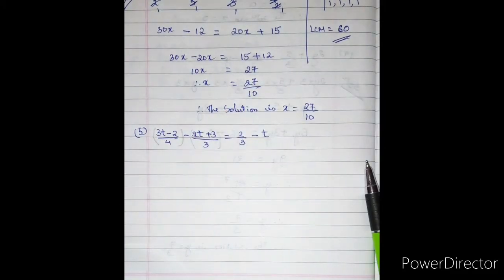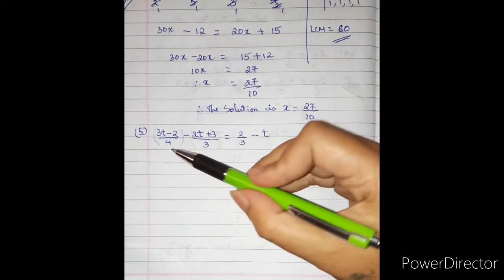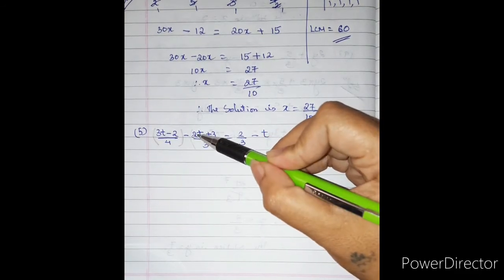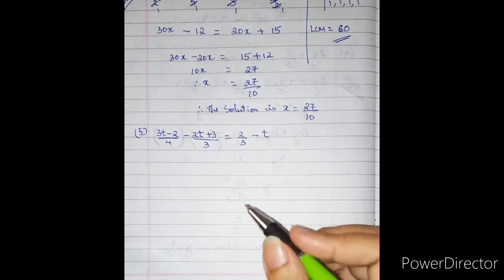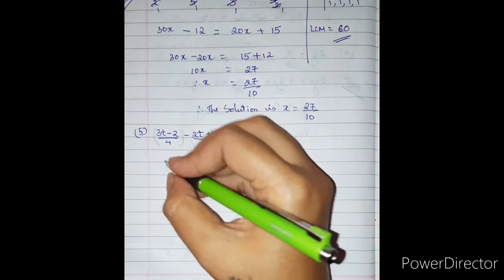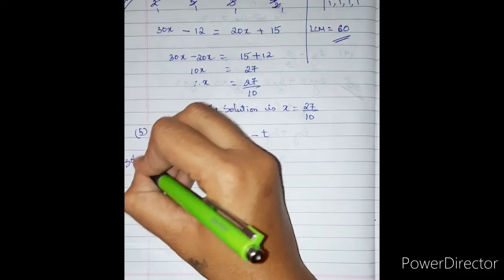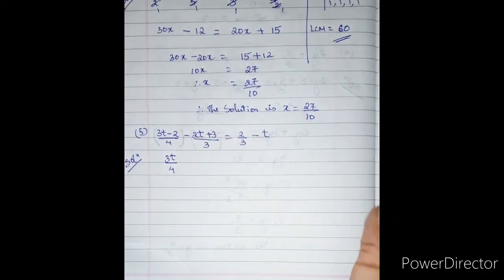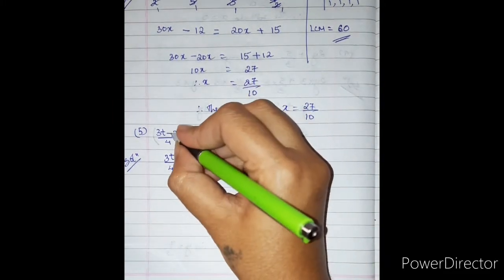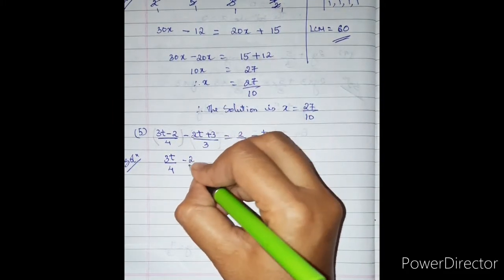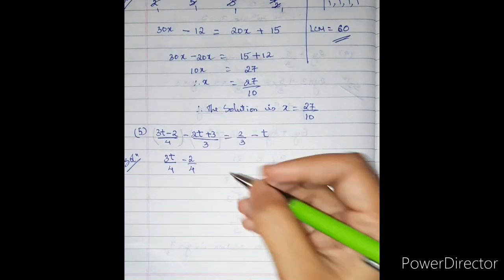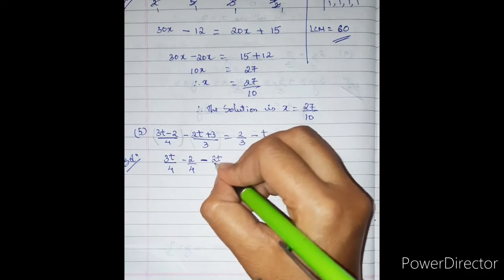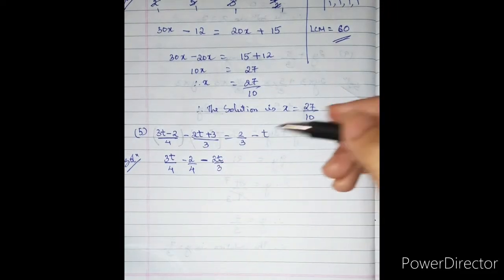What we will do is give this 4 which is common to 3t and also to 2, and this 3 is for 2t and 3. So we will just write it down separately. So the solution: 3t upon 4, I will just separate the terms, minus 2 upon 4, minus 2t upon 3. Now remember, there is a mistake always done here.